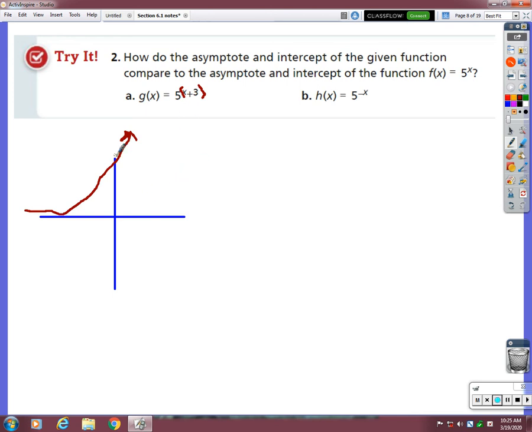All right, so what about the asymptote? The asymptote of this bad boy would be the same as the other one, because it just got moved left or right, not up or down. The intercept, however, is very, very different.